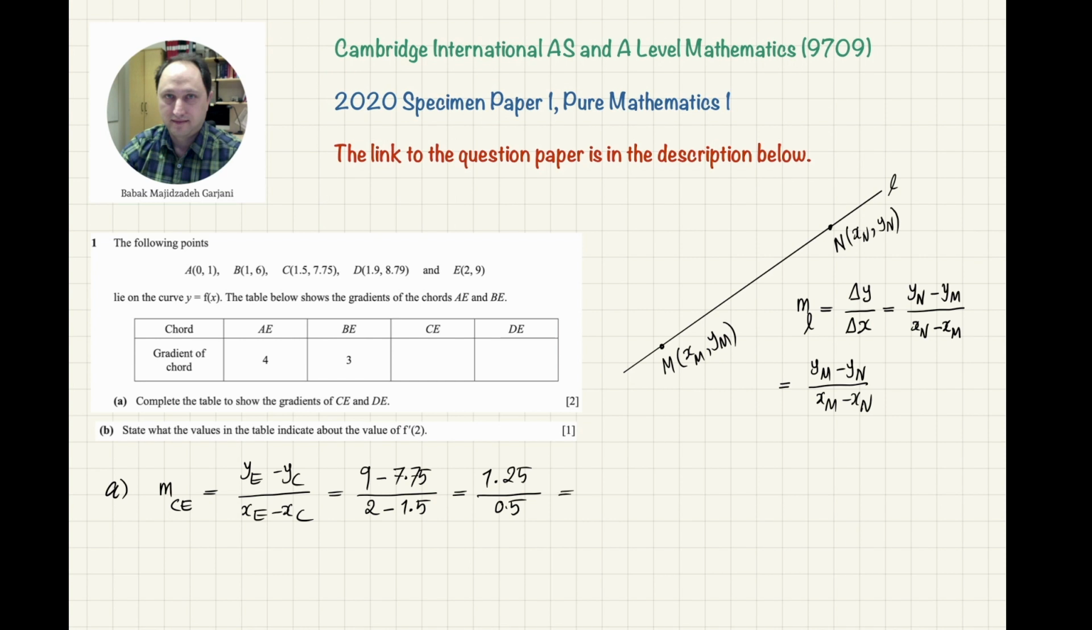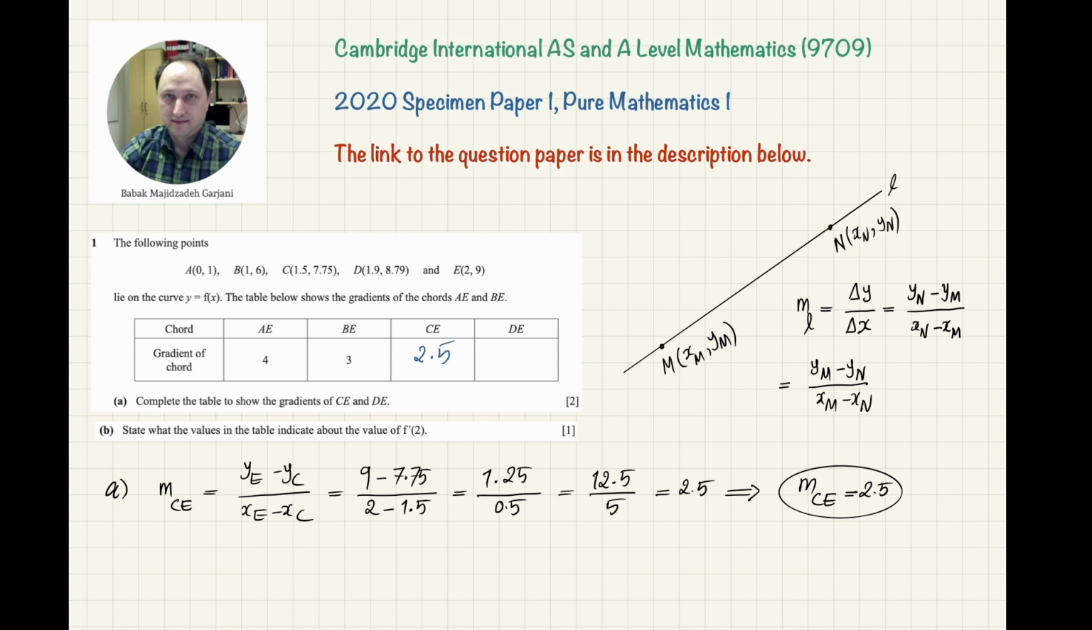For me, it's easier to multiply the numerator and the denominator by 10. If I do that, the numerator becomes 12.5 and the denominator becomes 5. And now it is easy to see that 12.5 divided by 5 is 2.5. So the gradient of the chord CE is equal to 2.5. So this is one thing that we got here. And if you want, you can also write it here in this empty box, 2.5.